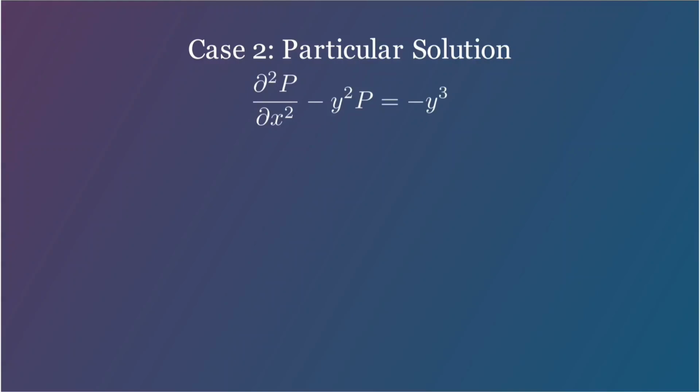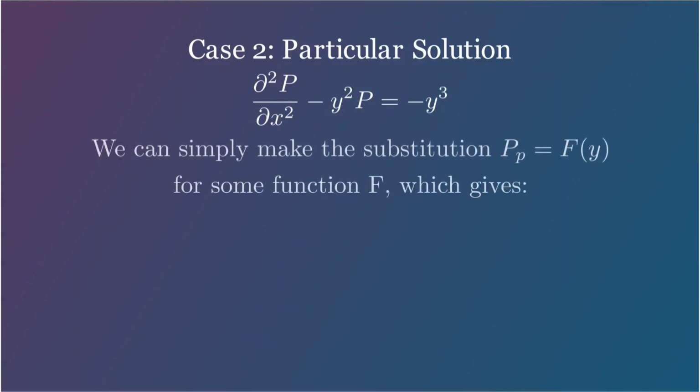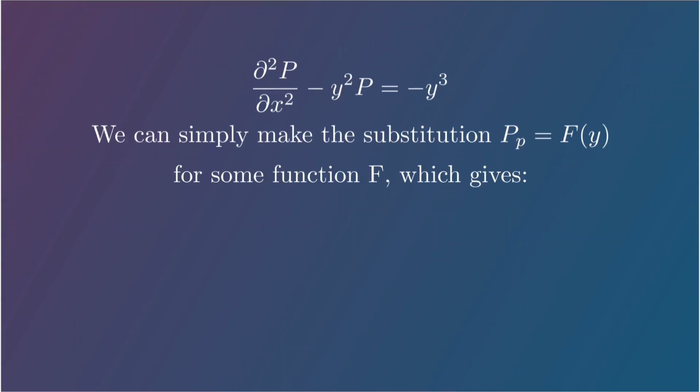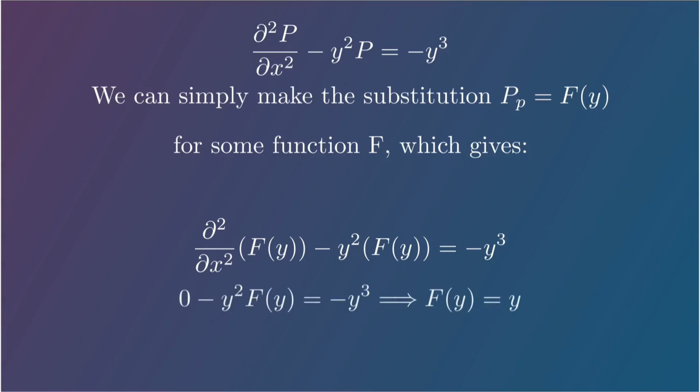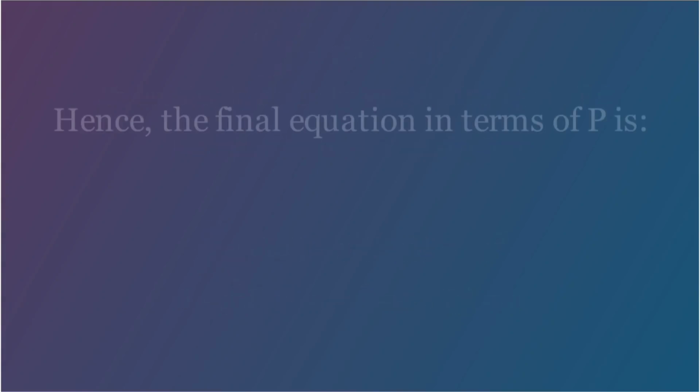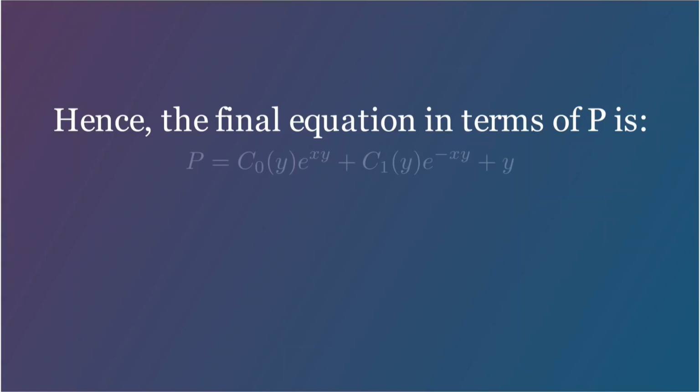Now we will move on to the particular solution. For this one, we don't really have to do anything major. All we really have to do here is make the substitution p equals f of y, because when we do that substitution, the first term here is differentiating it in terms of x, but it is a function of y. It's just going to zero out, and once that zeroes out, we will only be left with f of y equals y.